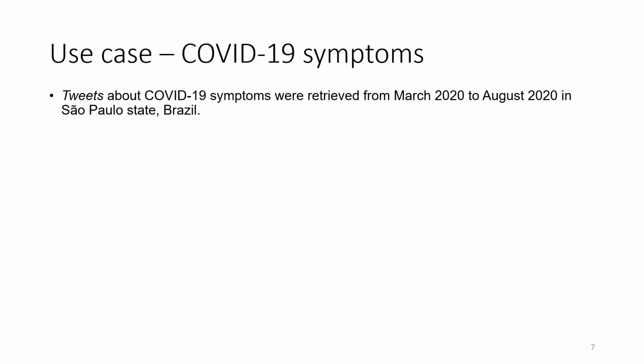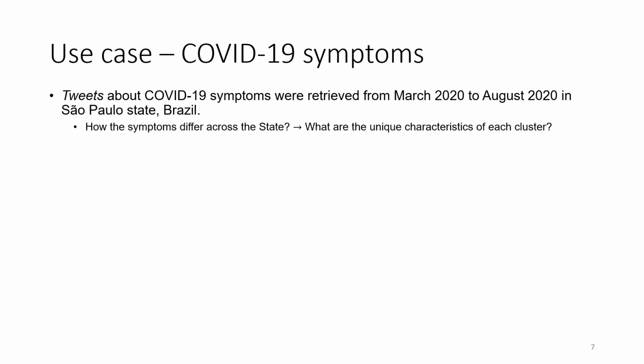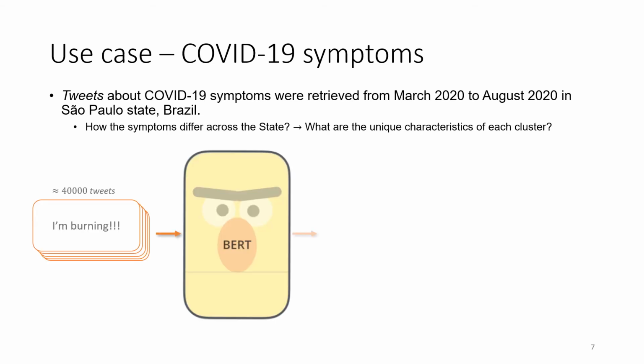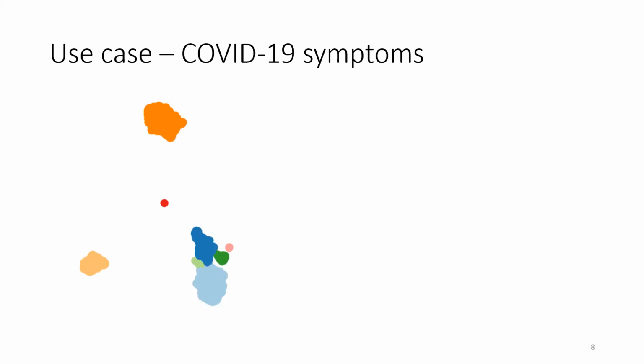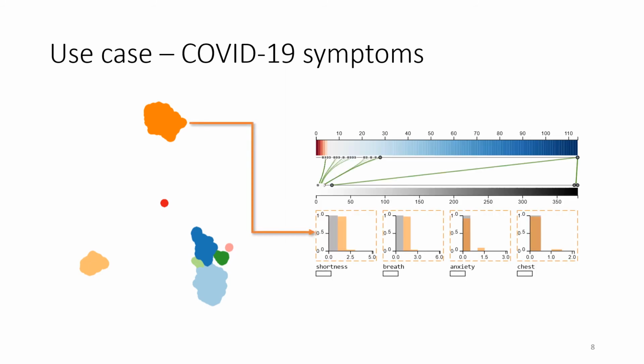For the use case, we use a tweet dataset about COVID-19 symptoms retrieved in São Paulo State, Brazil. We want to understand how the symptoms differ across the state and what the unique characteristics are. So we take the tweets, use the BERT language model to embed the dataset, and use the embeddings to project it onto R2. Let's start our analysis on the dark allergic cluster.